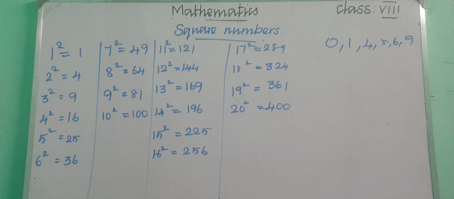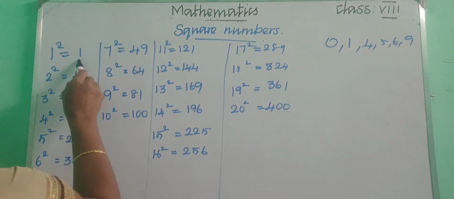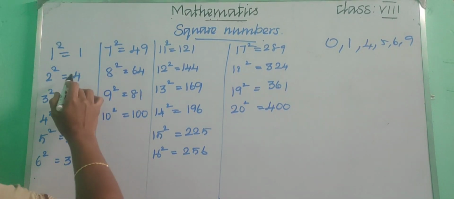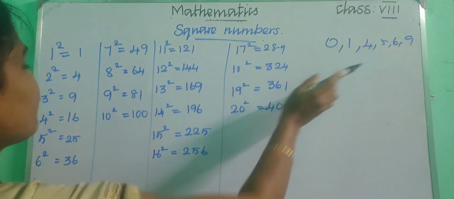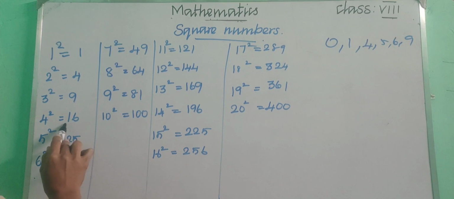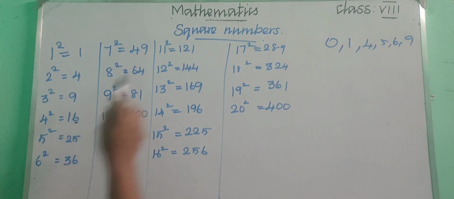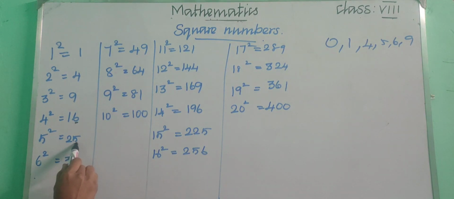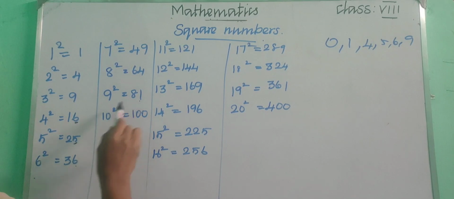See here, we are having 1, it ends with 1. And here, it ends with 4. And it ends with 9. 16, the ones place is 6, so it ends with 6. And here, it ends with 5 and 6, 9, 4, 1, 0. So the square number ends only with 0, 1, 4, 5, 6, 9. Okay children, that is the first property.